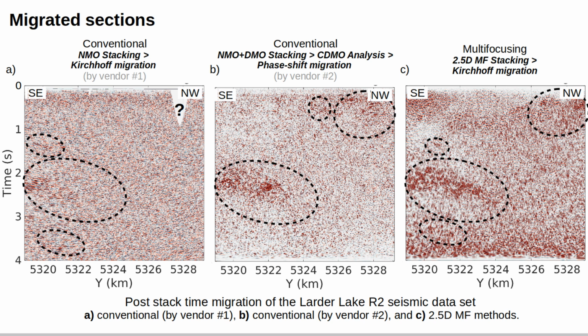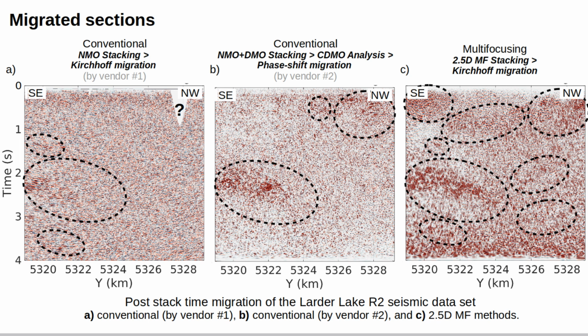In this slide, we plotted the shown images beside each other for comparison purposes. Figures A and B are conventional processing results produced by the two different approaches mentioned, and Figure C is the result of applying the proposed method. The results show that the 2.5D multifocusing method was able to image new reflections, including dipping and subhorizontal features at the time gate of 1.5 to 3 seconds.